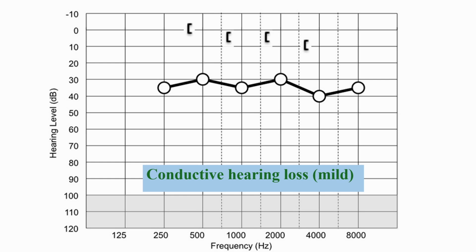So it can be impacted wax, foreign body, external auditory canal stenosis, polyp in external auditory canal, chronic suppurative otitis media with effusion, acute suppurative otitis media, otosclerosis, ossicular discontinuity. So there are many causes for conductive hearing loss.